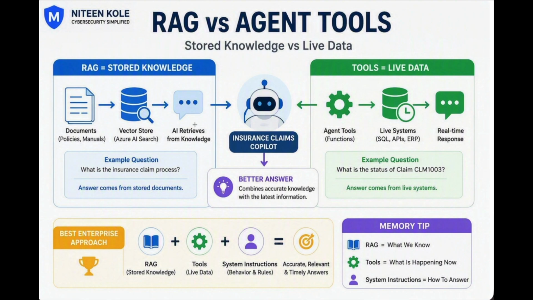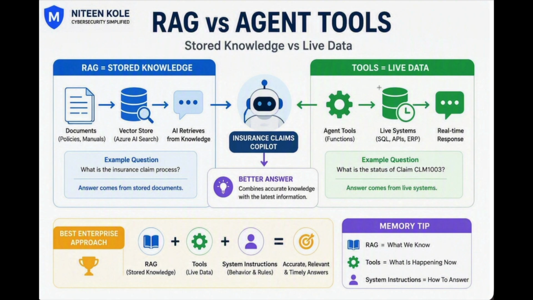Next, tools is nothing but live data. Now let's ask, what is the current status of claim XYZ? Claim status changes all the time. For example, 10 a.m. under review, 10:15 a.m. approved, 10:30 a.m. payment processing. A document uploaded earlier may already be out of date.